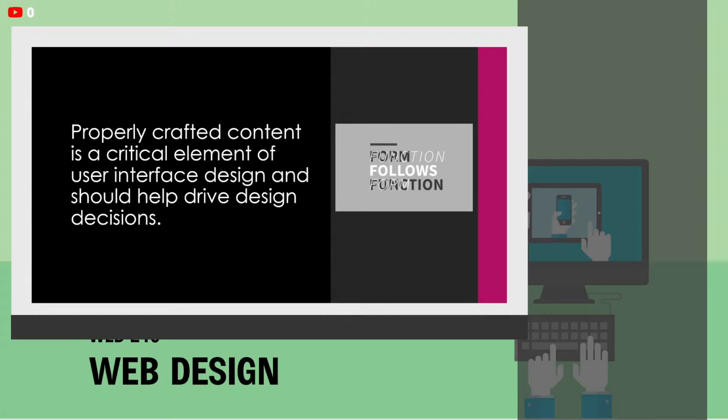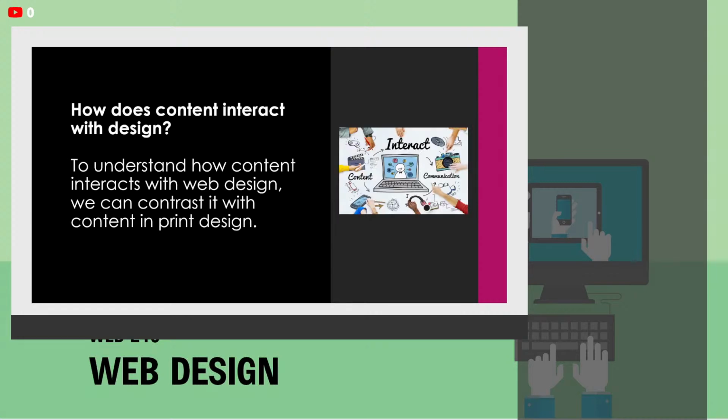So when we have properly crafted content, it's a critical element of user interface design, and it really should help drive our design decisions, right? All of our design decisions are being made off of information. Have a reason for everything that you do. And that reason is based in the content, it's based in the feeling, it's based in the vibes, those general ideas that we've discussed, right? So how does content then interact with design?